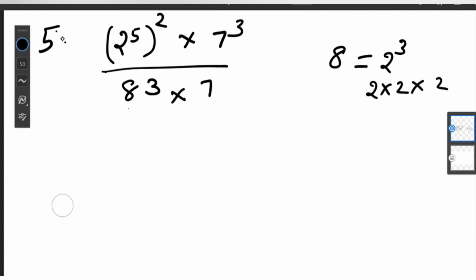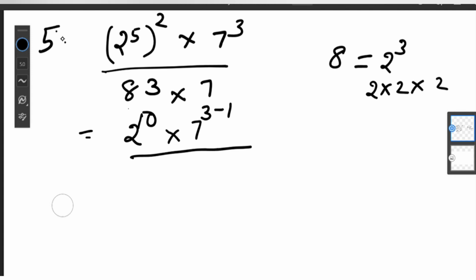See, in the bottom it is given as 8. How can we write 8? 8 is actually 2 cube: 2 multiplied by 2 into 2, 2 into 2 is 4, 4 into 2 is 8. So actually 8 is 2 cube. So we can write here 2 to the power 5 into 2, what is that? 10. (A raised to m) whole raised to n is A raised to mn. So 2 to the power 10 into 7 cube.